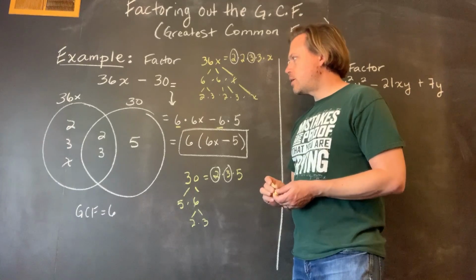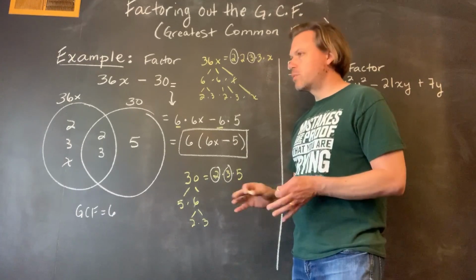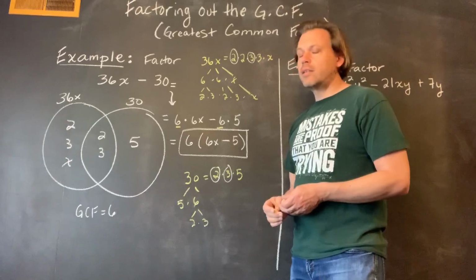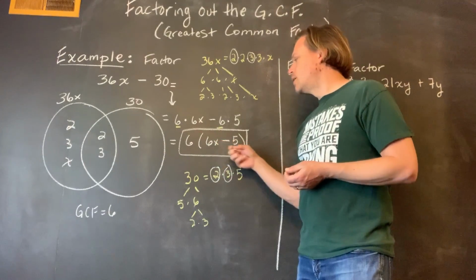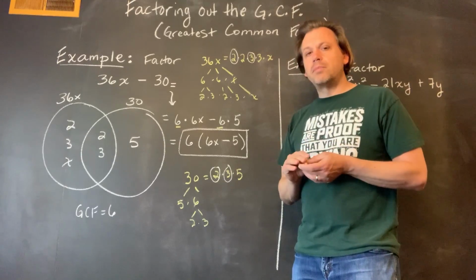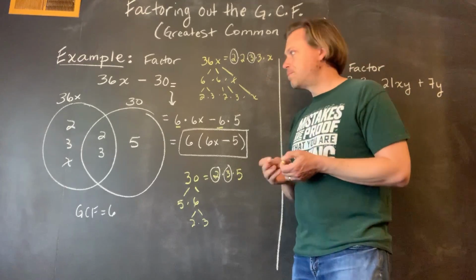So anytime you've got a polynomial, more than one term, you should always start by factoring out the GCF, because then if there's more to factor, that part in the parentheses will be more simple. Let's do one more.